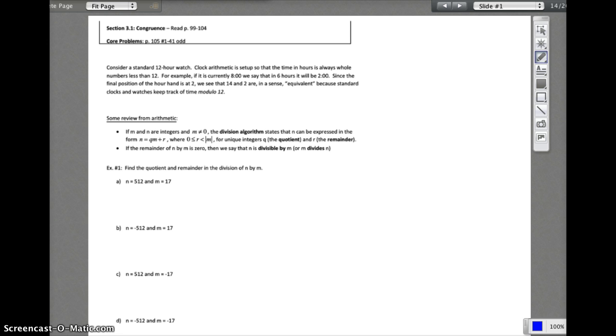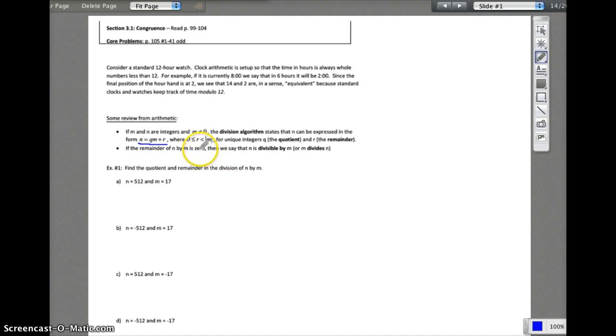And so this is going to be the idea of working with congruence modulo some number. So let's back up a little bit and think about the division algorithm first. This is the idea of long division when we first learned it back in grade school. So thinking about this formula, n is equal to q times m plus r. What this is saying is that any number n can be expressed in the form q times m plus some remainder r. So n divided by m, you get some quotient q and a remainder r.